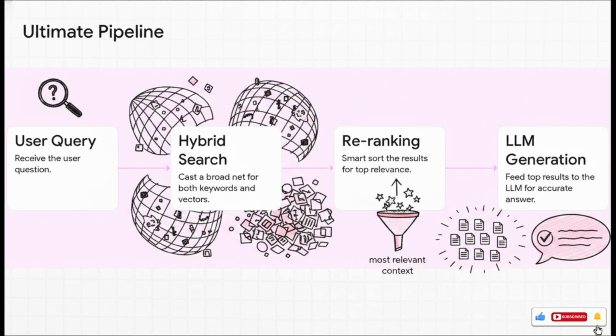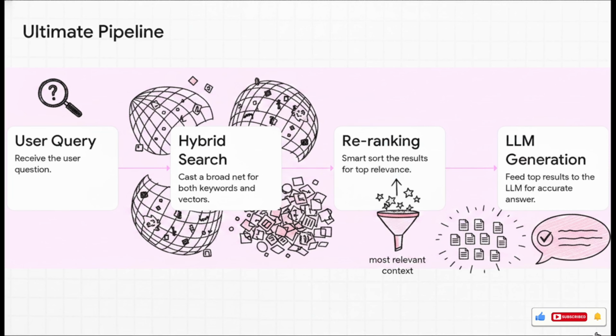We're making asynchronous calls to a vector database for conceptual matches and a keyword search engine for exact terminology at the same time. Step 3, we take that large, combined payload and pass it through our cross-encoder re-ranker. This acts as the absolute critical bottleneck filter, bubbling the most relevant context right to the top. And finally, step 4, we take only those top, perfectly relevant results and feed them into the LLM.